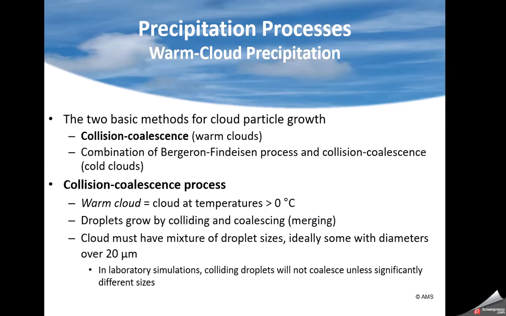So how do we form precipitation in clouds? We've talked about now the clouds getting formed. Well, the easiest process is called collision coalescence. It occurs in warm clouds. What do we mean? Well, that's temperatures that are greater than freezing, and there is no ice in that cloud.